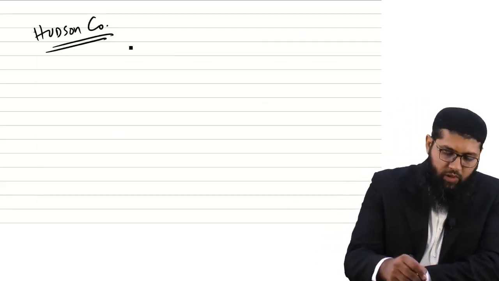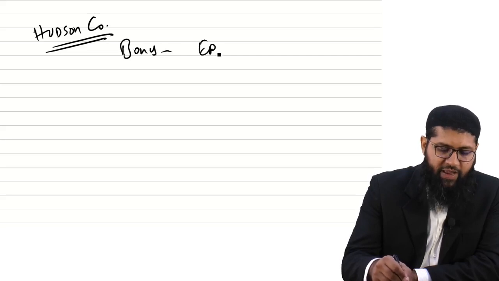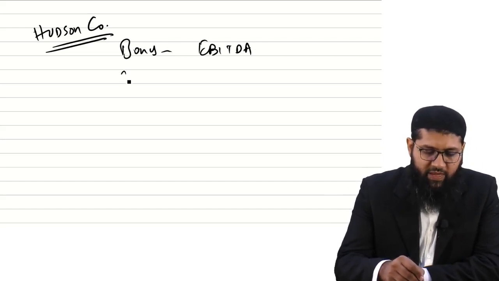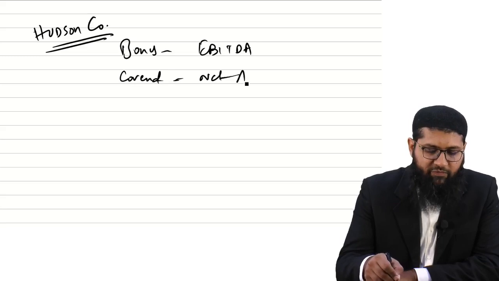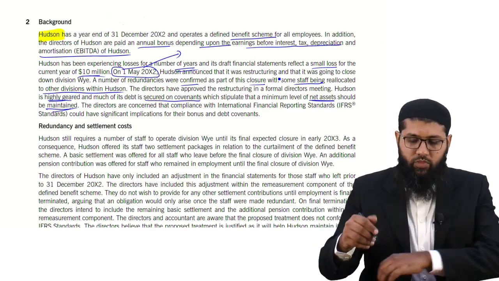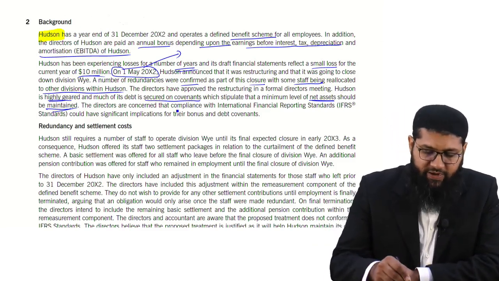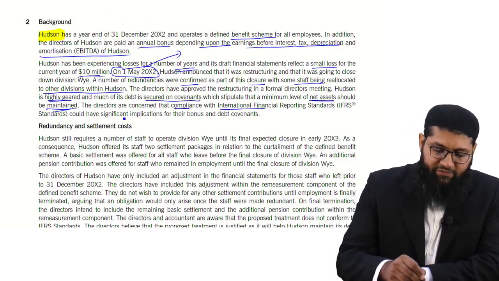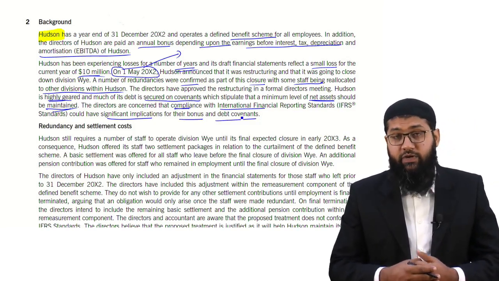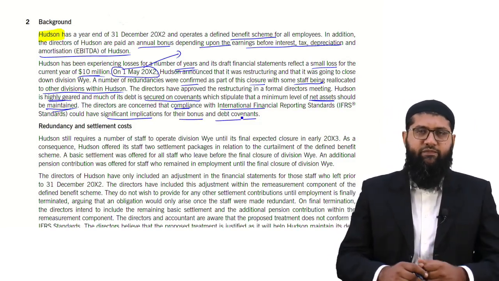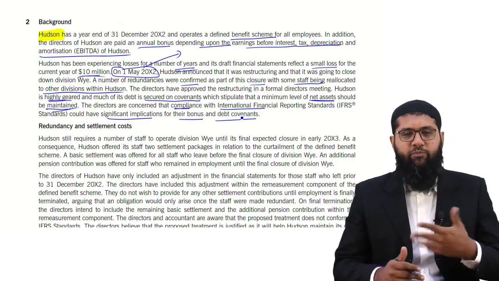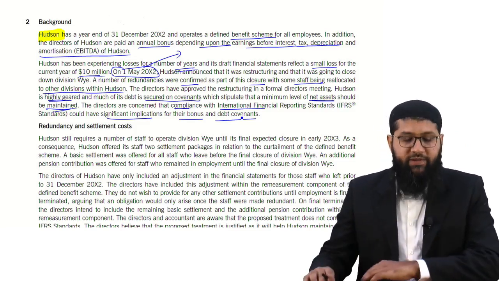Now you see, one of them is the bonus of the directors is linked to the earnings before interest, tax, depreciation, amortization. And the debt covenant is on the basis of net assets. Now let's just see. It says the directors are concerned that compliance with IFRS could have significant implications for the bonus and debt covenants. So what is happening is that the directors are concerned that compliance with IFRS can have significant implications on their bonuses and the debt covenant. So that means both of them are going to be missed out or breached, you could say. Now, redundancy and settlement costs.